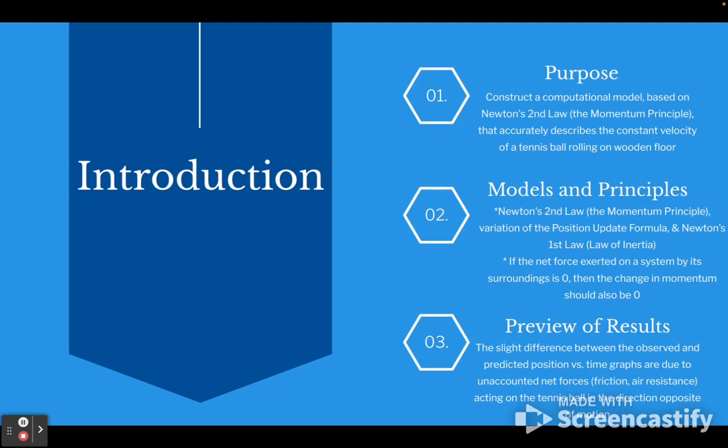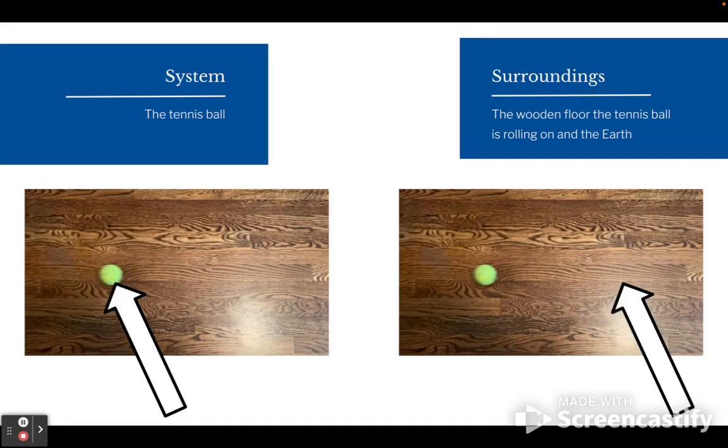Preview of results. The slight difference between the observed and predicted position versus time graphs are due to unaccounted net forces acting on the tennis ball in the direction opposite of motion. Some examples of these unaccounted net forces could be friction or air resistance. The system in this case would be the tennis ball, and the surroundings would be the wooden floor the tennis ball is rolling on and the earth as a whole.